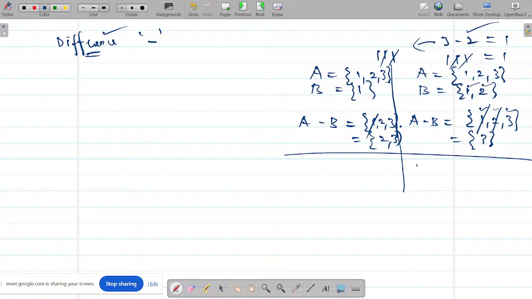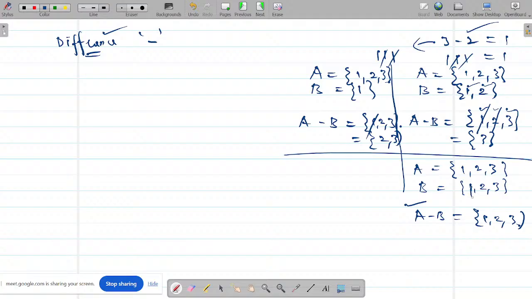Now again, I have A, which is 1, 2 and 3, the same. I have B, which is 1, 2 and 3. A minus B. 1, 2 and 3 all are present in A, but 1 is present in B, so I cut. 2 is present in B, so I cut. 3 is also present in B, so I cut. So it becomes a null set, empty set. Again, A is 1, 2, 3. What I'm trying to insist here is A is the same. I'm changing the nature of B. Please try to understand in that way.